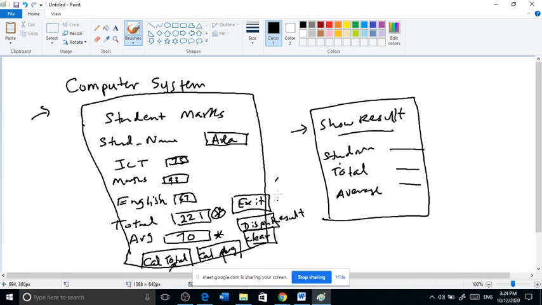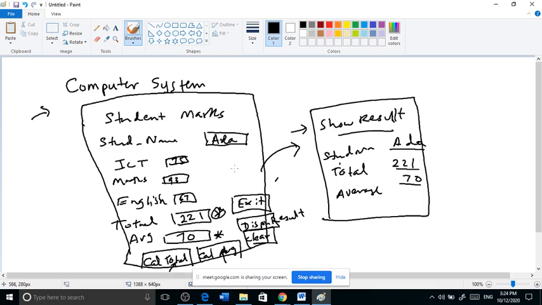So what will happen? It will move to the next screen and display the total details about this one, ADA. The total marks it will display is 221 and the average it will display is 70 or something. Okay, right? Can you all understand this?